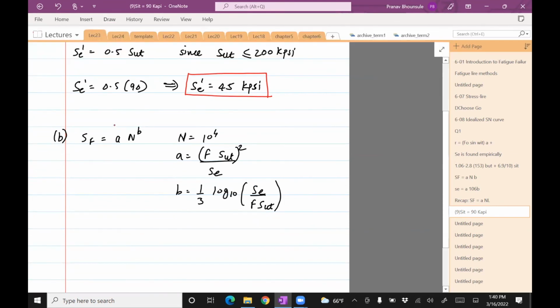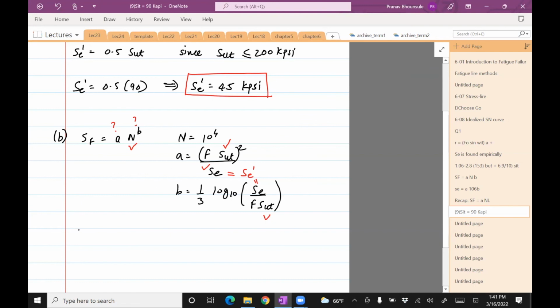Okay, so we have to compute A and B. N is known. For A, we need to get SUT, which we already have, by the way. Now SE is, as I said, different from SE prime, but this is a test specimen, so this is the same as SE prime. So we know SE prime. F is not known.